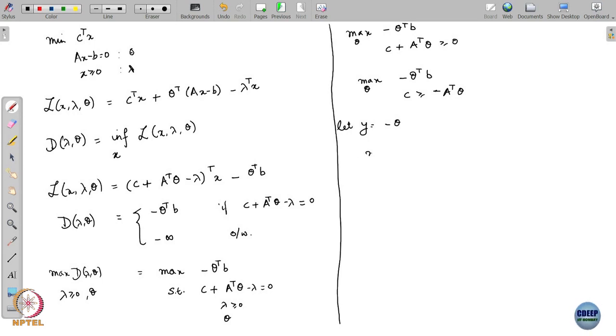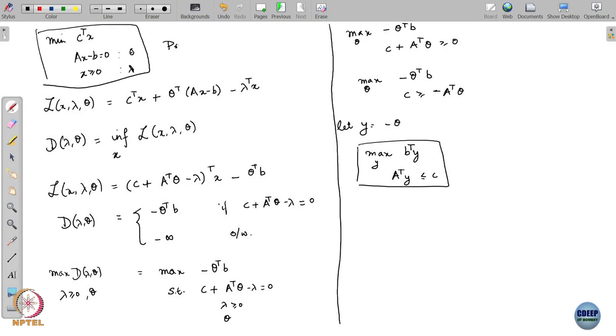If I just let y equal to minus theta, then what I have is our familiar form of the dual, which is: maximize b transpose y subject to A transpose y less than or equal to c. I am not multiplying anything by a negative sign, I am just changing my notation. I am doing a change of variables, expressing minus theta as y and then substituting, and that gives me this. And this is actually nothing but the familiar dual problem of this particular problem. So, this was our primal and this is what we had learnt as the dual.